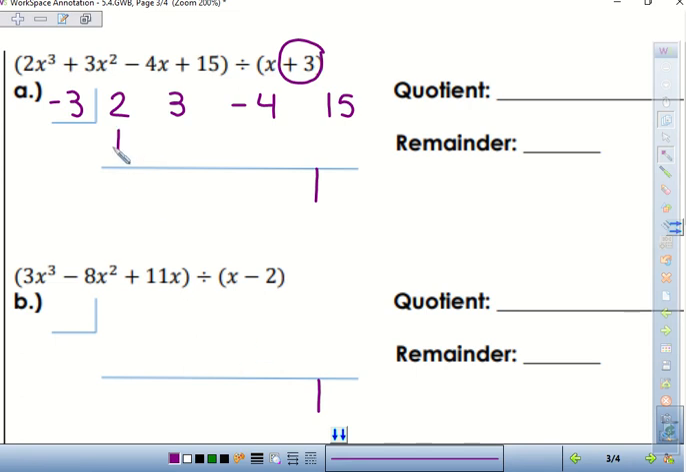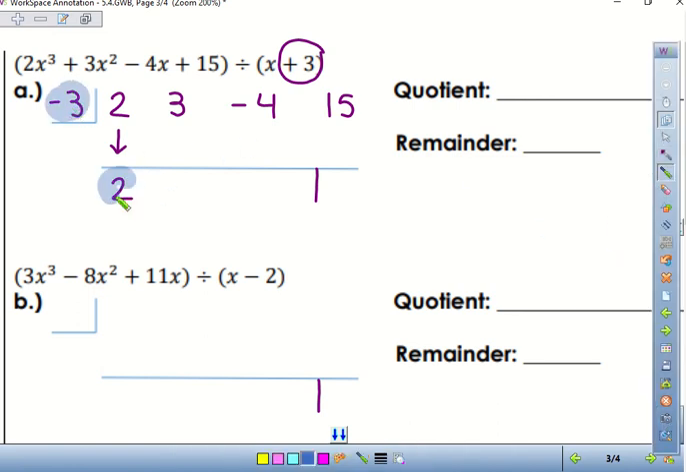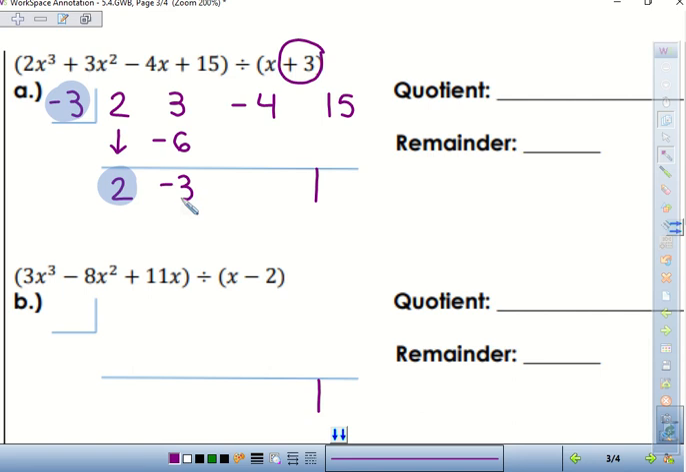Exactly. So you're going to bring down the 2, which gives you 2. Then you're going to multiply negative 3 times 2, which is negative 6. Then you're going to combine, which gives you, good. Then you're going to multiply, which gives you 9. Then you're going to combine, which gives you.